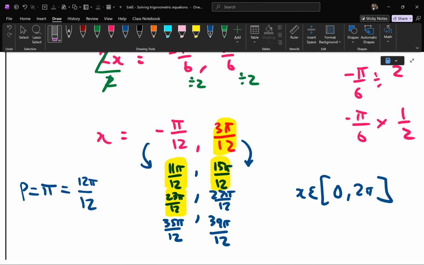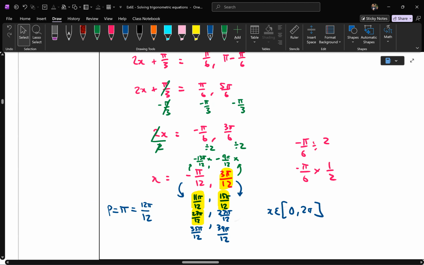In terms of adding. We haven't tried going backwards yet. If you go backwards, we've got to subtract. So if you go backwards, minus 12, this will now be negative 13 pi on 12. And then this one, 3 take away 12, would still be a negative number anyway. That's what, negative 9 pi on 12. You can't include them. So my answers are 3 pi on 12, 11 pi on 12, 15 pi on 12, and 23 pi on 12. Those are my final answers. Obviously, simplify where you can afterwards.